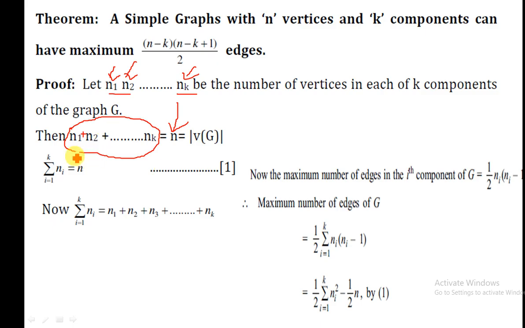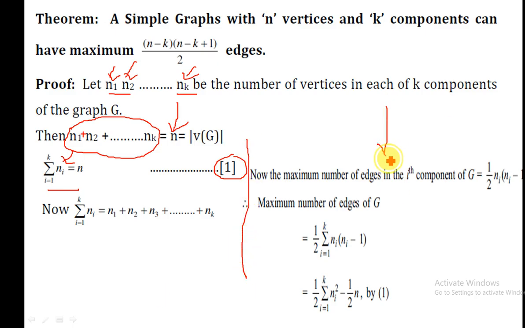So we can write a simple thing. All the steps are very simple. Summation i equal to 1 to k, ni, we can write the summation is equal to n. So the first step is over, easily we can find it. So why are we going to proceed to this step? So I will continue the same.